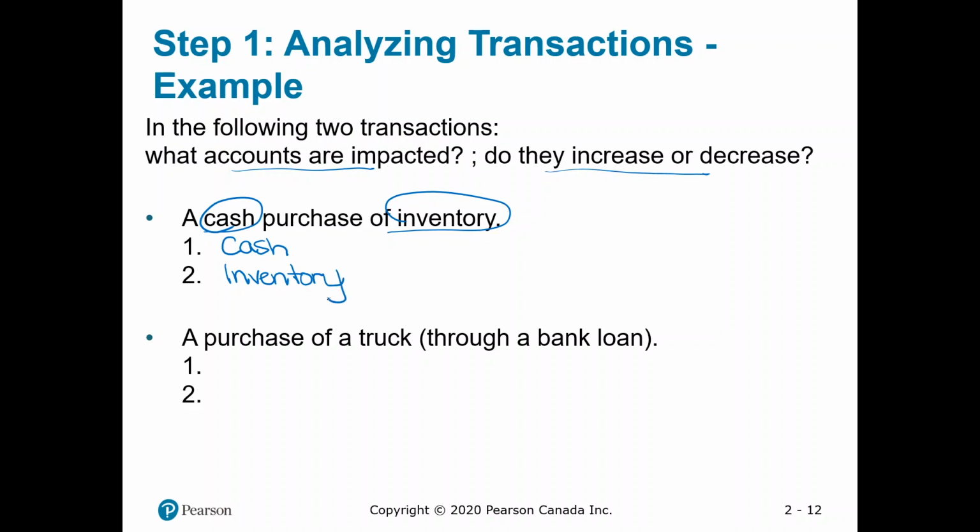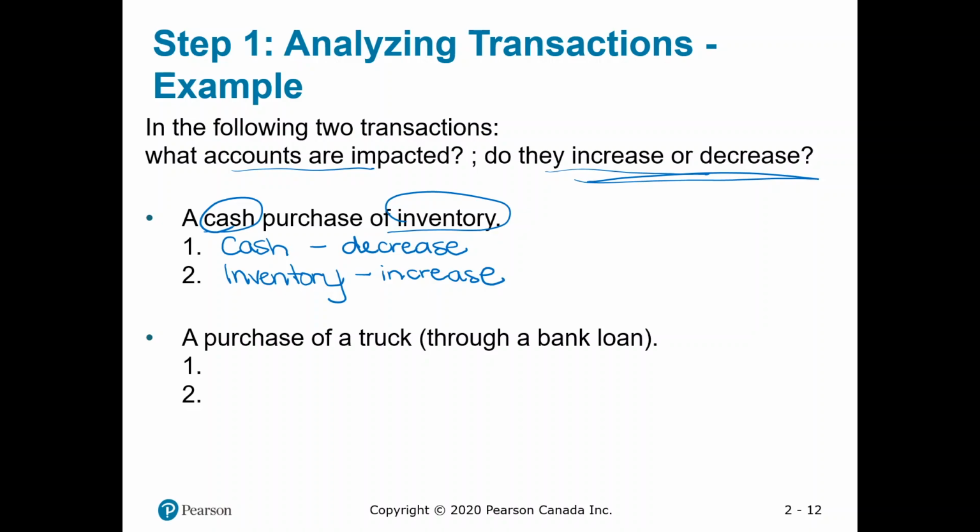Now we need to decide if each of these increased or decreased. So cash, we are using it to buy something, which means our cash is going out. So this is decreasing. We're spending our money. The inventory, we're buying that, so we are receiving that amount, and therefore it is increasing. So step 1 is really just thinking about these things. It's not super accounting-like, it's just kind of common sense, reading the transaction, what's going on there.